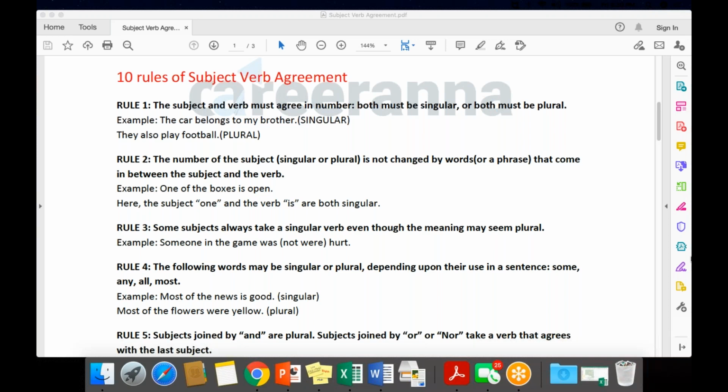Now, sometimes you will find something like someone in the game, or everyone in the game, or each one in the game. What will you use in that scenario? Will you use a singular verb or a plural verb? If I say someone in the game, is it singular or plural? If I say each one in the game, singular or plural? What if I say everyone in the game?